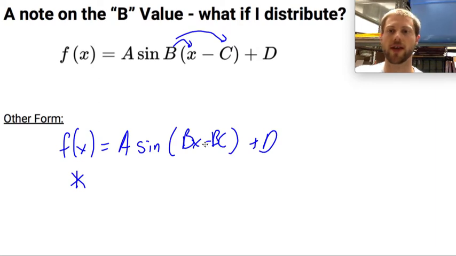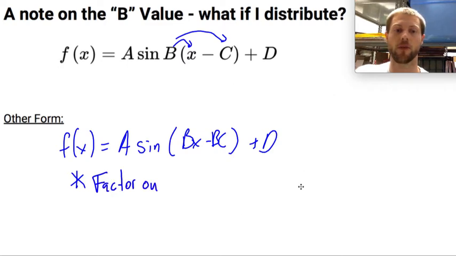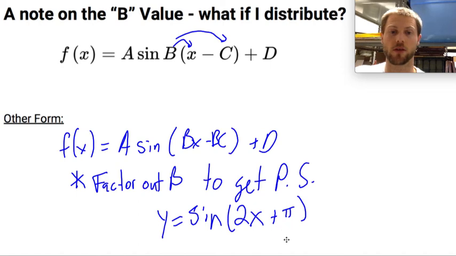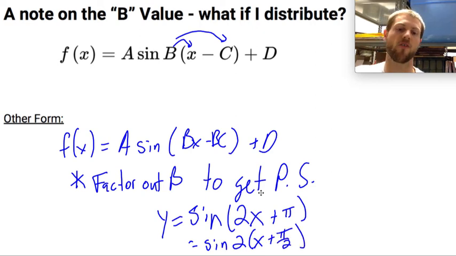What makes this tricky is that now I'm not looking at my phase shift anymore. C doesn't give it to me, but I actually have b times c. So if I want to find what that phase shift is, which is c, I'm going to have to factor out b to get the phase shift. So for example, if I had y equals sine of 2x plus pi, I would need to factor out that 2 to get me sine of 2 times x plus pi over 2. Now that I've factored that out, I can see that my phase shift is negative pi over 2.